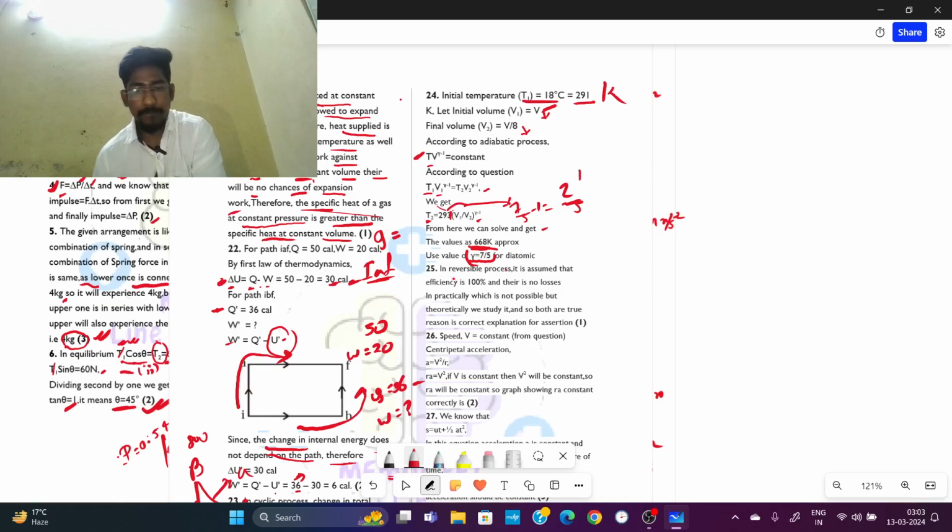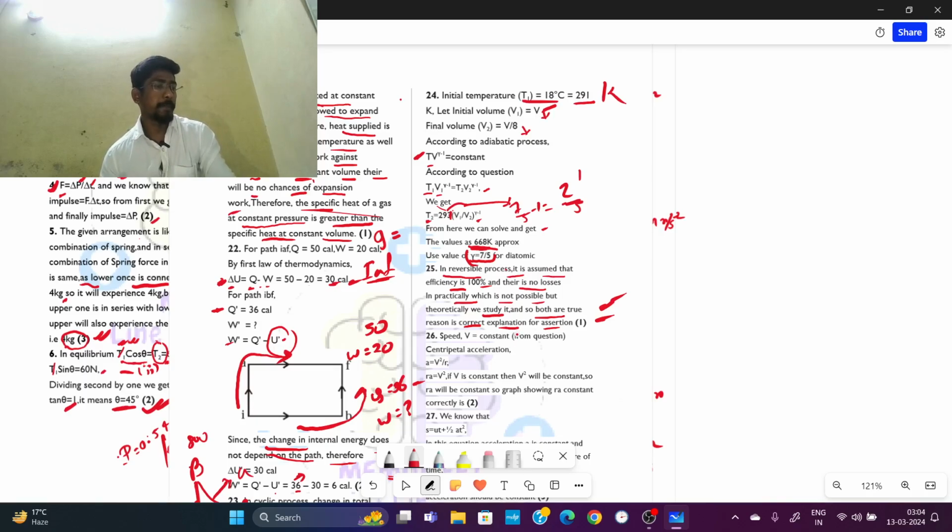Okay, as we know, in a reversible process, it is assumed that the efficiency is 100% and there is no loss. In practice that is not possible, but theoretically we study that. So both are true. Assertion and reason are both correct, and the reason is the correct explanation. So therefore option 1 is right. That means the assertion is correct and the reason is the correct explanation of the assertion, right? Okay, moving on to the next question.